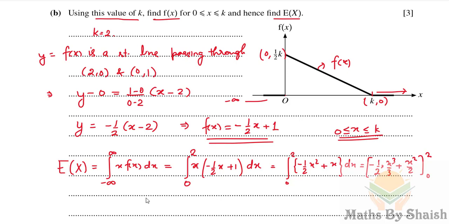This is going to be minus 1 by 6 times the upper limit 2 cubed, which is 8, plus 2 squared by 2, which is 4 by 2, minus the lower limit, which is going to be 0 because everywhere there is x. Simplifying, it is minus 8 by 6, which is minus 4 over 3, plus 2, which is 2 by 3. That's the expectation of x.